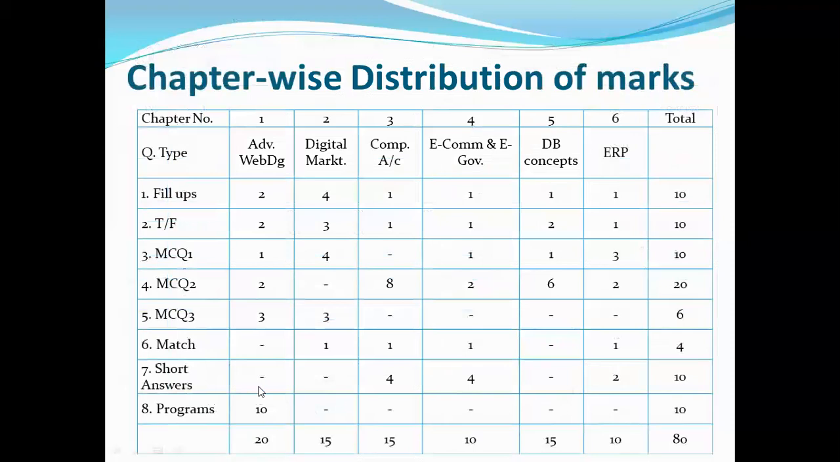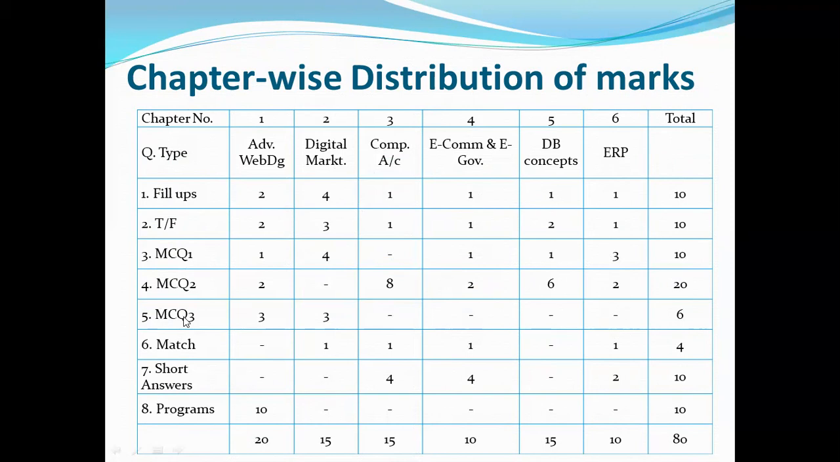Next, we have the distribution chapter-wise. In the fill-ups part, the weightage of the second chapter is most probably 4 marks. Similarly in true or false, the weightage of the second chapter again. Then in MCQs, digital marketing weightage is more. Then comes ERP. Next, in MCQ 4, they have not given any from digital, but there will be a question because it has options, so there will be a question there itself. The weightage is most probably from computerized accounting.